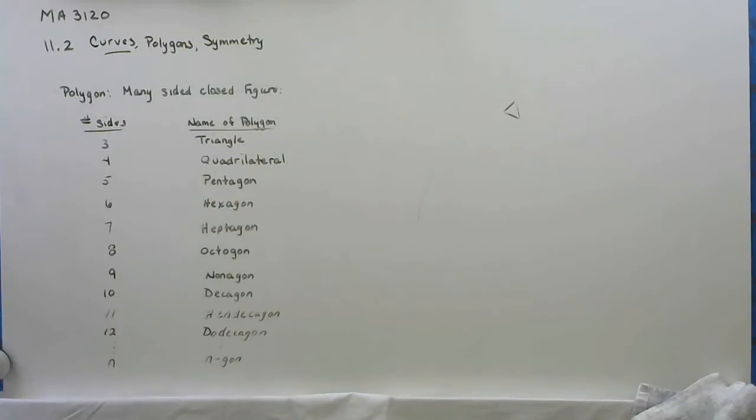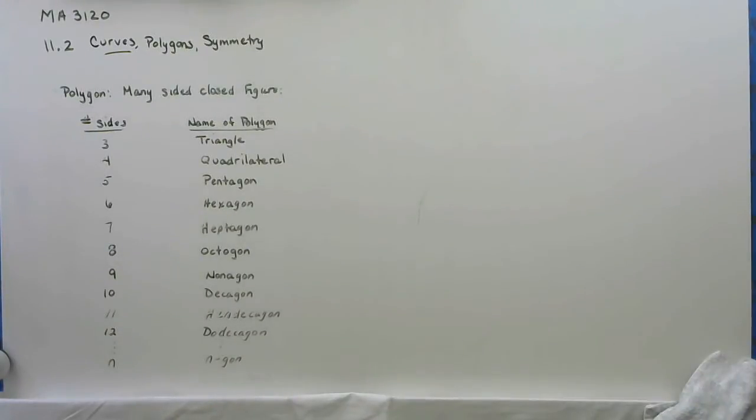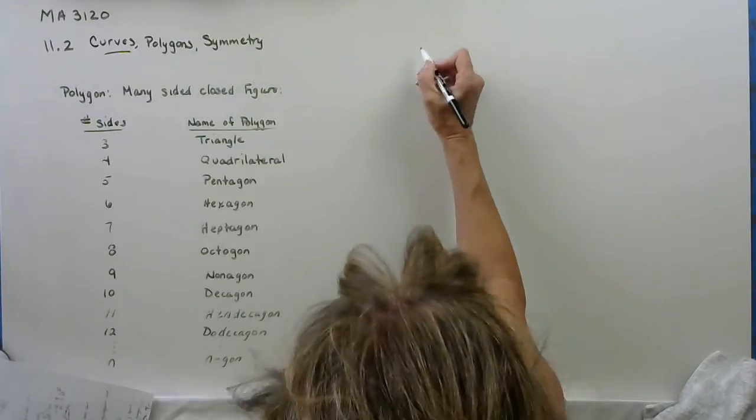So now once we have these polygons, let's take a look at some of the vocabulary associated with polygons. And polygon just means any multi or many-sided figure. So let's take a look at some vocab given a polygon.